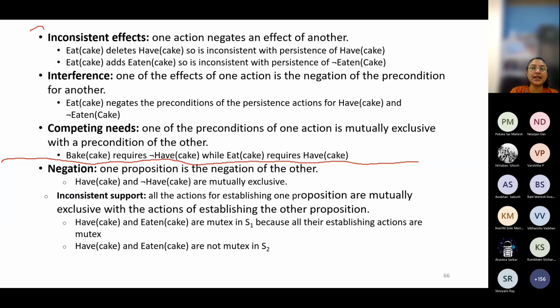So these are for mutex of actions. Then we have mutex of propositions. Two cases: the simple case is negation, where one proposition is the negation of the other. The second is inconsistent support: all the actions for establishing one proposition are mutually exclusive with the actions of establishing the other proposition. For example, have cake and eaten cake are mutex in S1 because all their establishing actions are mutex, but they are not mutex in S2, and this we will see when we take this example.